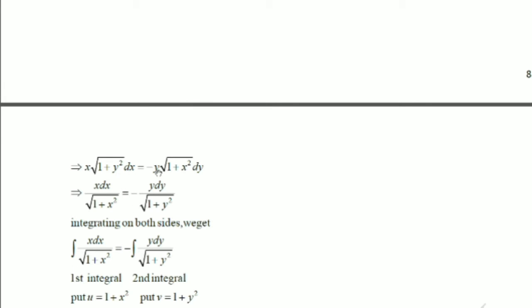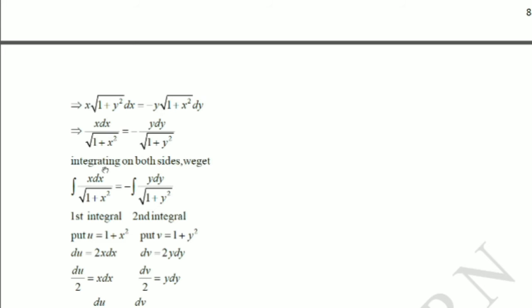And in this side, let me keep minus y into dy as it is, and let me send this square root of 1 plus x square to this side. So that this becomes x into dx divided by square root of 1 plus x square. Now the terms of x are in one group and the terms which involve y are in the other group. Hence I can integrate this. So integrate on both sides and we get integral of this is equal to minus integral of this.